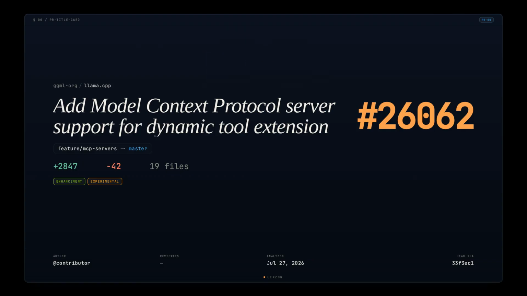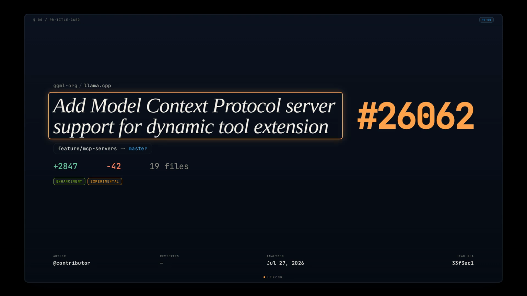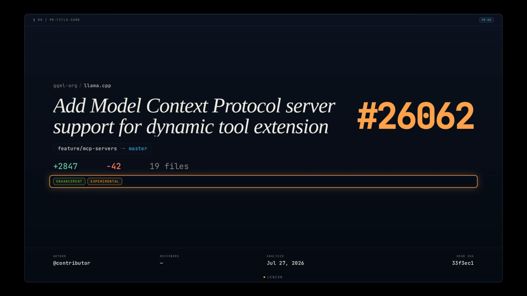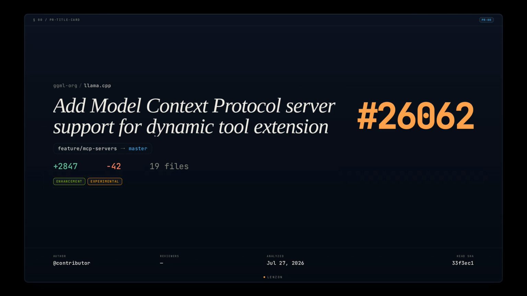This is pull request 26062 for llama.cpp. It adds model context protocol server support, enabling the Llama server to expose tools from external processes. This is experimental work that brings dynamic tool extension without requiring built-in development.